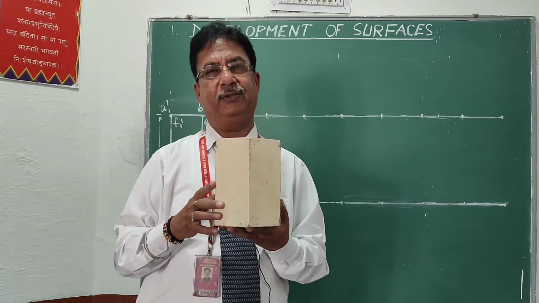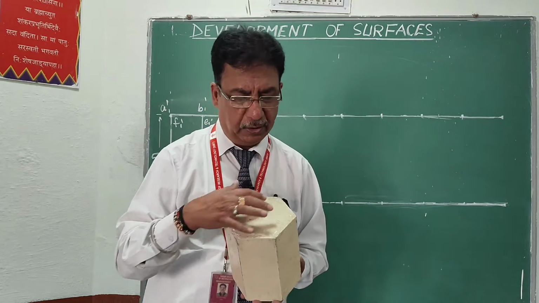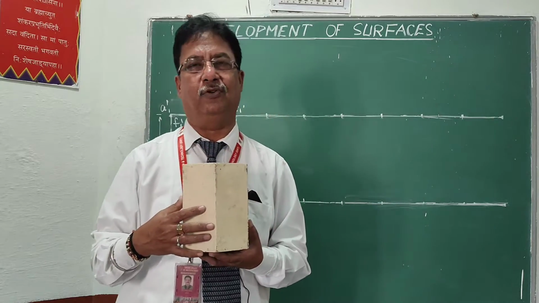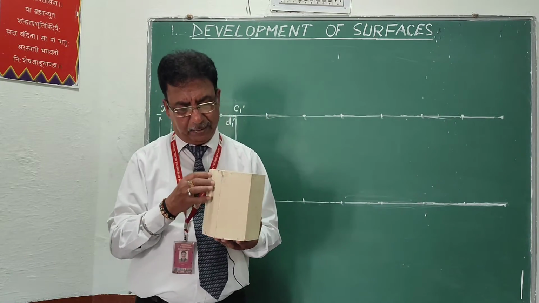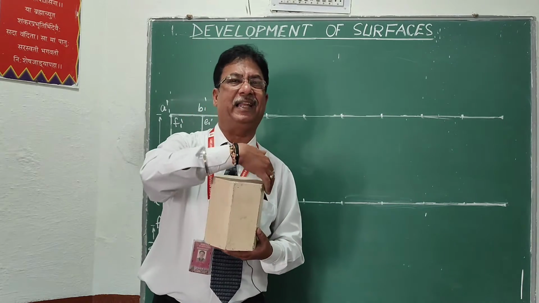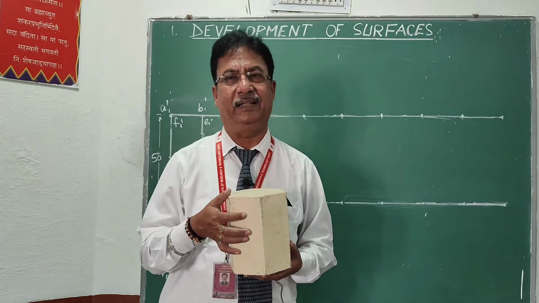We want to develop this solid. Normally in the case of a solid, the base is already developed, so we will develop the lateral part of the solid. If I want to develop this hexagonal prism, then its development will be 6 rectangles of this size, the base side and the height.